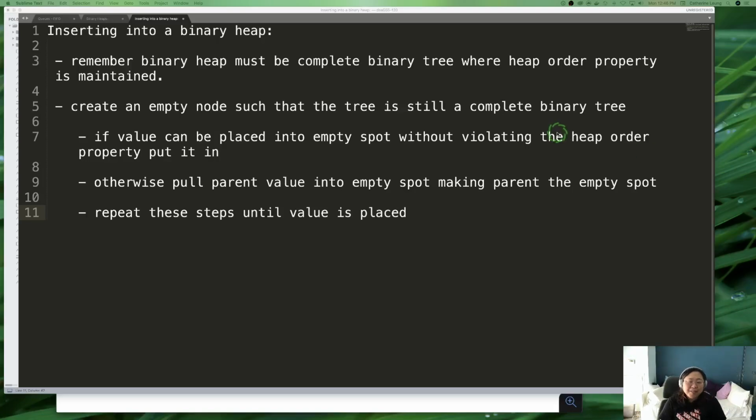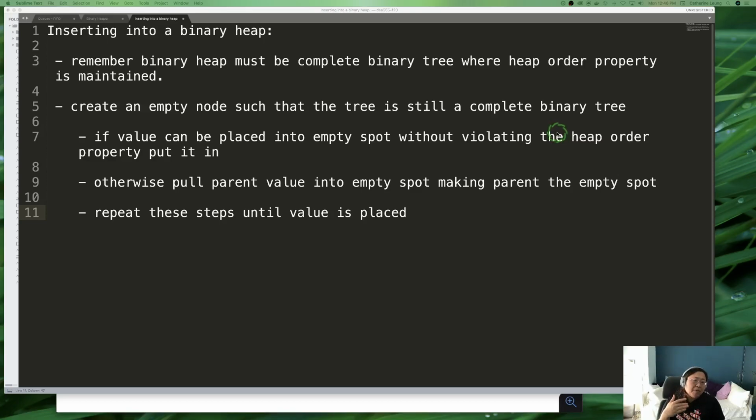Hi everyone. So this video is the third of the Heap series of videos. In this video, what we're going to do is look at how to insert into a binary heap. So first of all, recall that a binary heap is a complete binary tree where heap order property is maintained. So the way we want to ensure that this happens on insertion is we ensure that the shape is maintained as well as the heap order property.